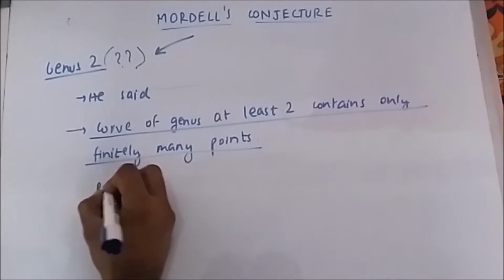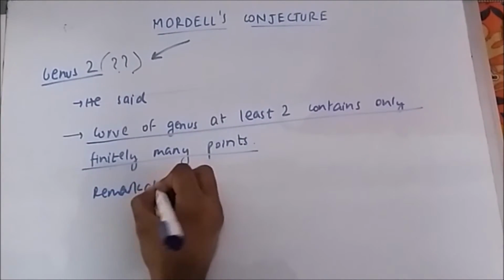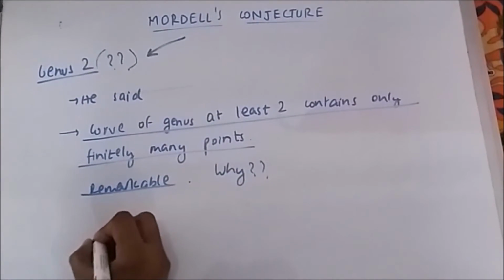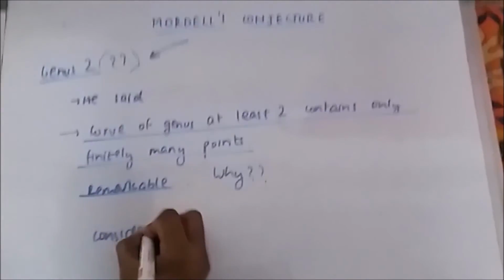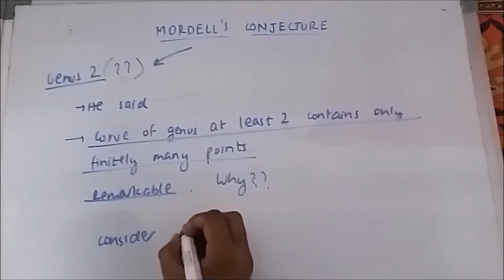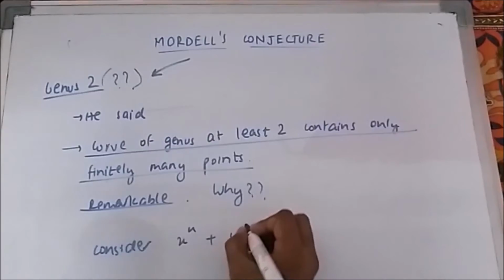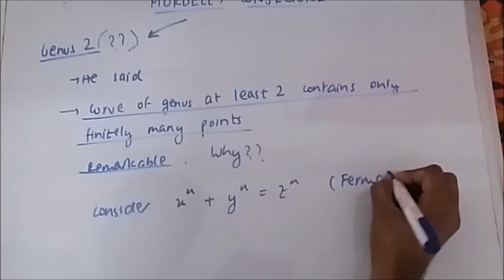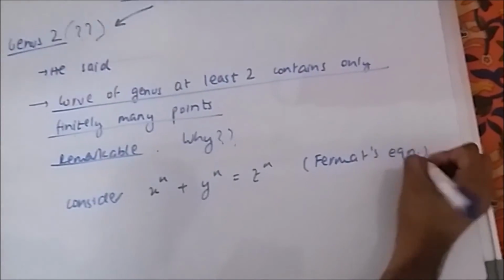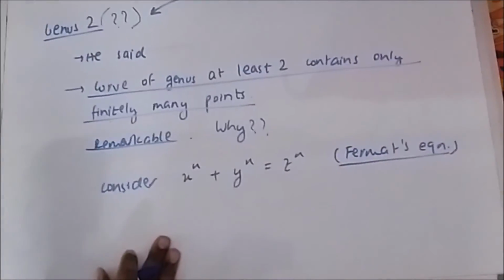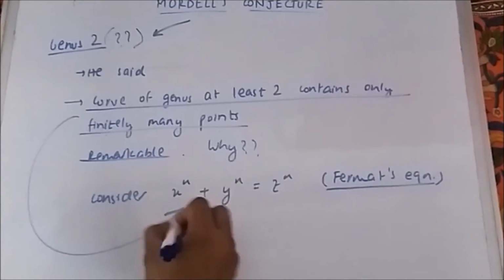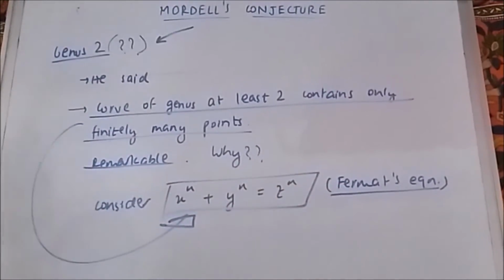You know, this can have many implications, does it not? Well, it is remarkable. First of all, let me write it down, because why consider a curve of genus at least two? x to the power n plus y to the power n is equal to z to the power n. This is Fermat's equation, a very, very popular equation. If this conjecture was true, it meant that this particular equation had only finitely many solutions.